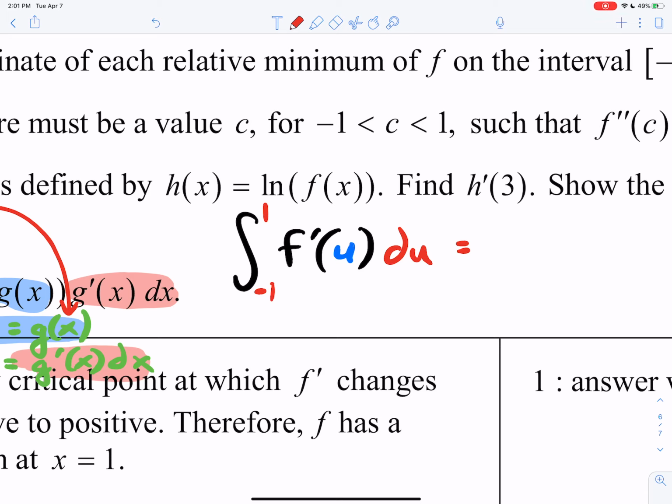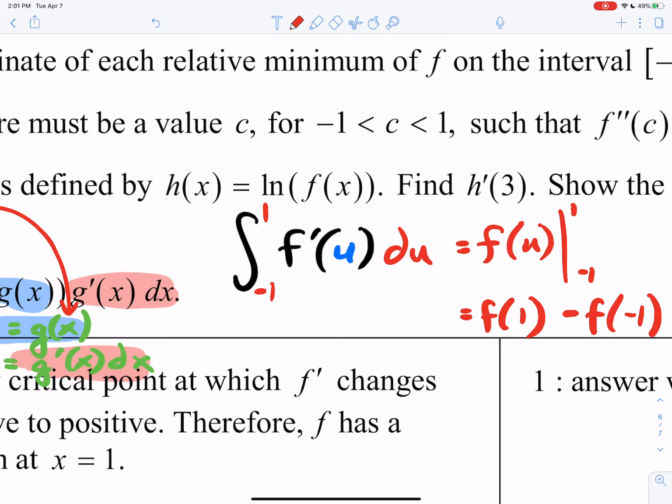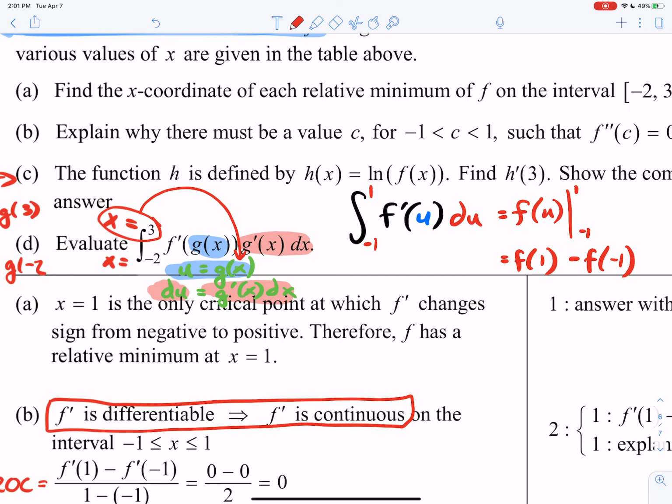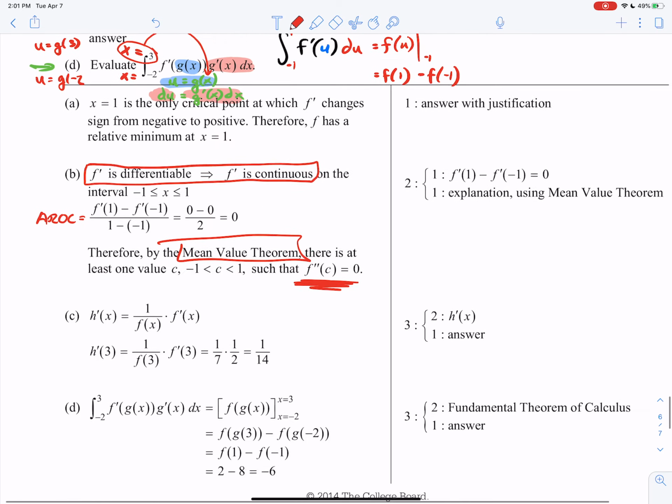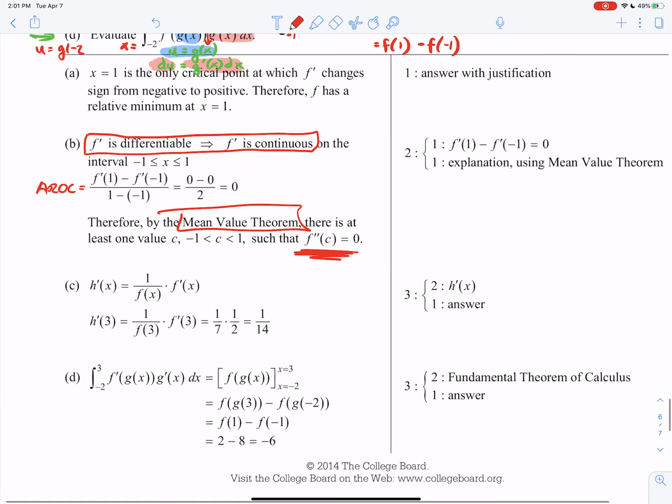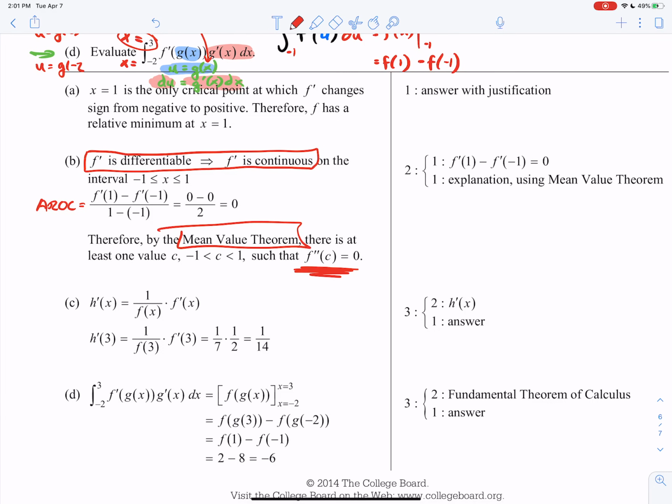Now, how do you integrate a derivative? That's the fundamental theorem of calculus. If you take the integral of a derivative or vice versa, you end up just getting the function. So this would just be f of u, but then you plug in your upper minus your lower. I'll let you figure out what those values are in the table. But that's pretty much it. They wrote it in a very fancy way.